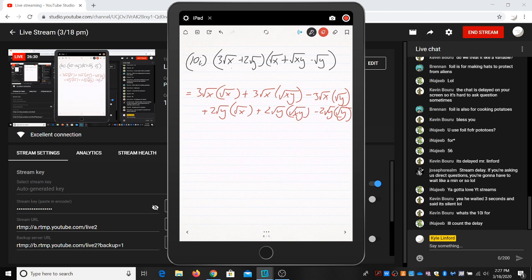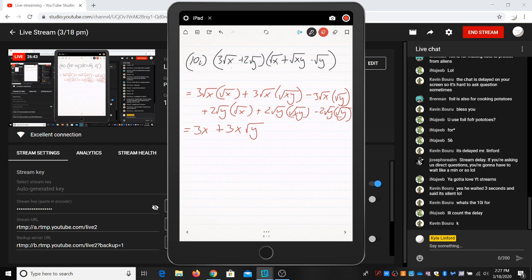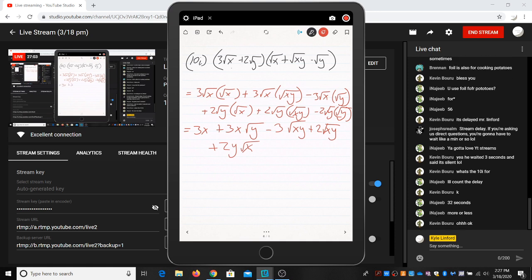All right, let's go ahead and we can start combining these things. We get 3 root x times root x is just x, plus 3 times, all right, root x times root x is x, and the root y is left there, minus 3 root x root y is just root xy, plus 2, we still have another root xy, plus 2, okay, the root y's combined together to make a y, and we're left with a root x, minus 2, root y times root y is y.